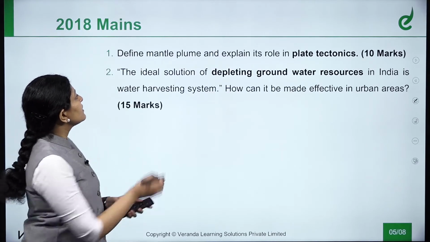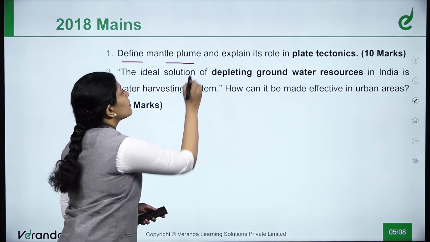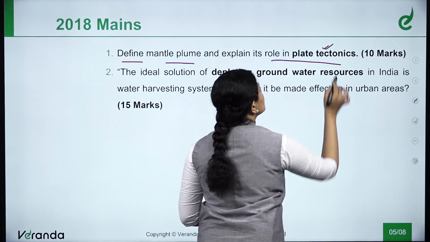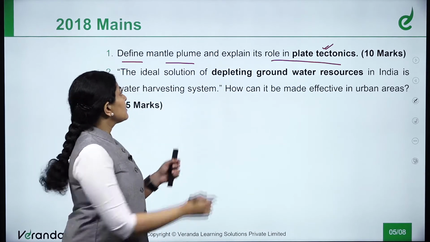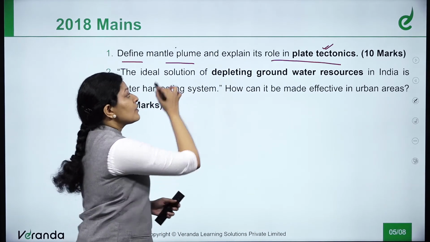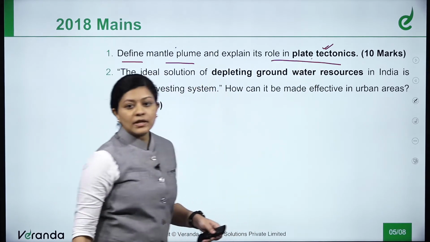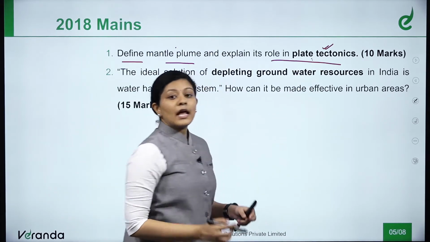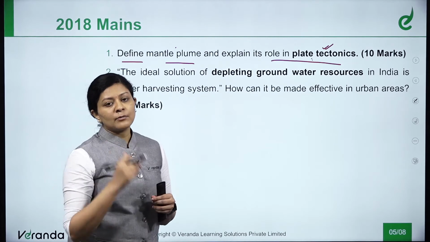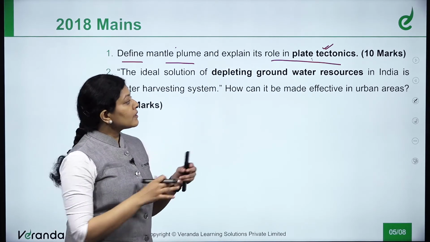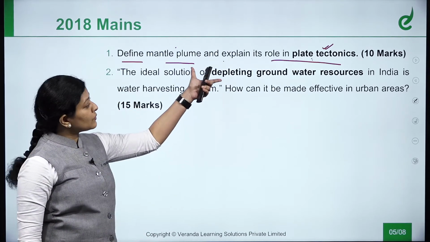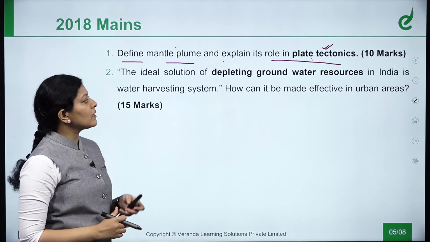wherein here they have asked about define mantle plume and explain the role of plate tectonics. This is an important concept in geomorphology. By defining what is mantle plume, and then we are going to explain the plate tectonics theory. So this as a concept you can elaborate with diagram as well, the diagram of world map or the plate boundaries. So you could do justice to this question if you have very good knowledge about the particular topic.